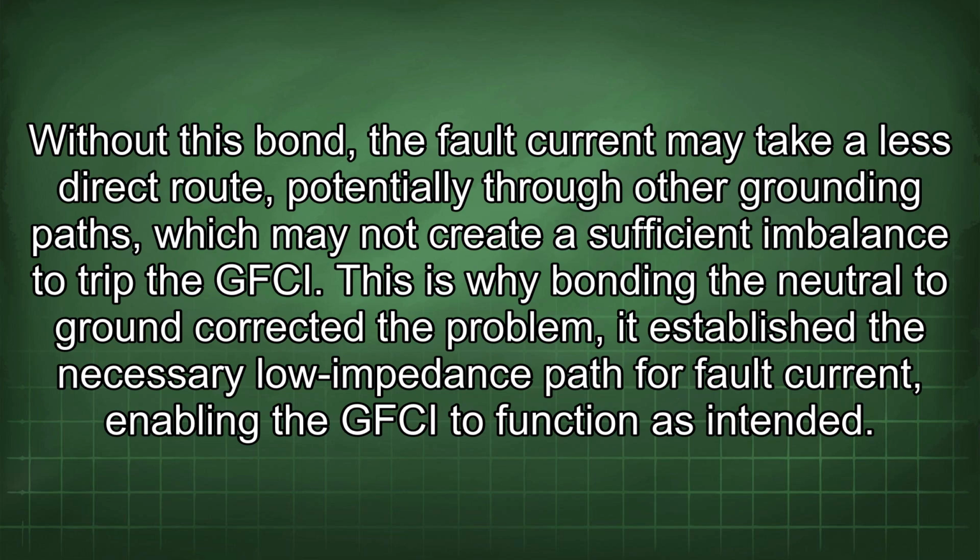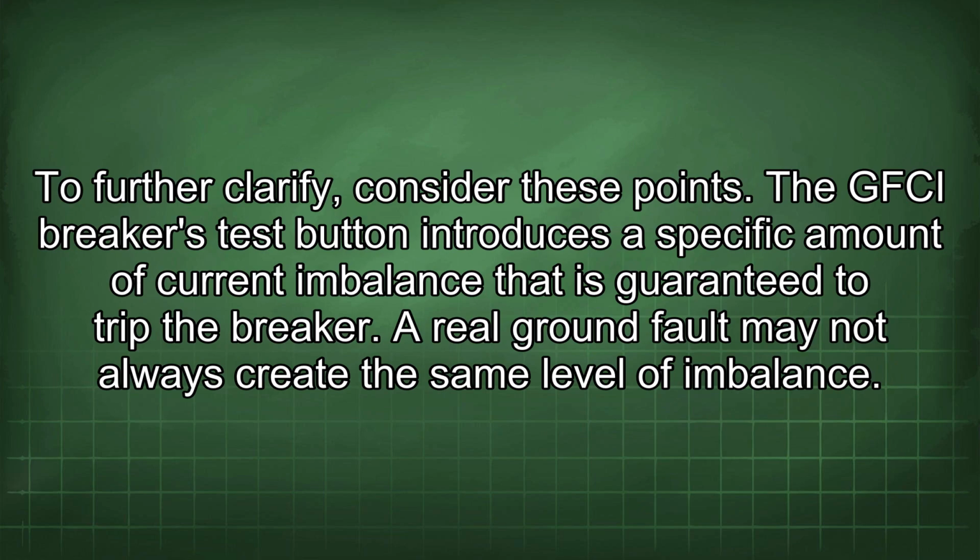This is why bonding the neutral to ground corrected the problem. It established the necessary low impedance path for fault current, enabling the GFCI to function as intended. To further clarify, consider these points. The GFCI breaker's test button introduces a specific amount of current imbalance that is guaranteed to trip the breaker. A real ground fault may not always create the same level of imbalance.